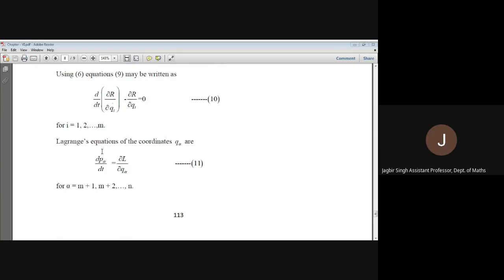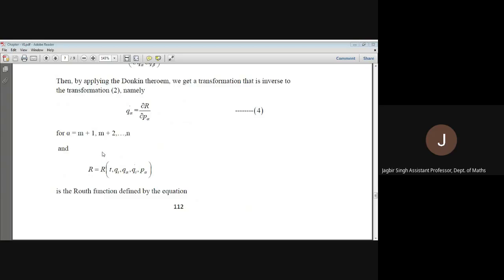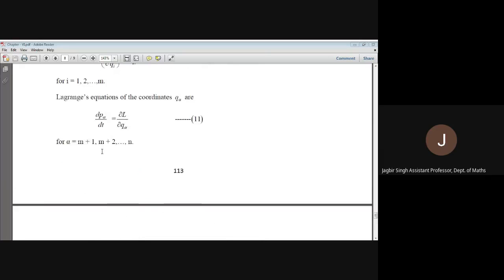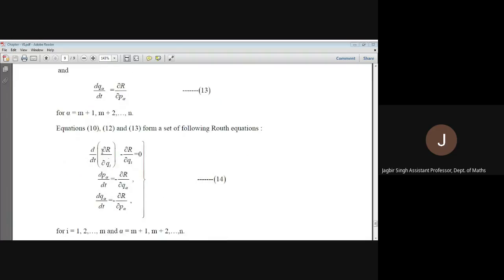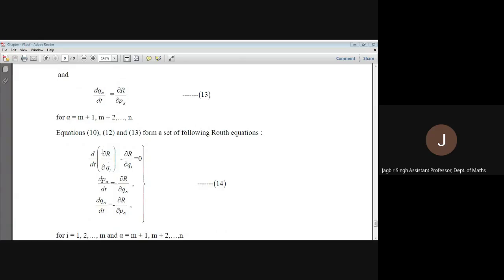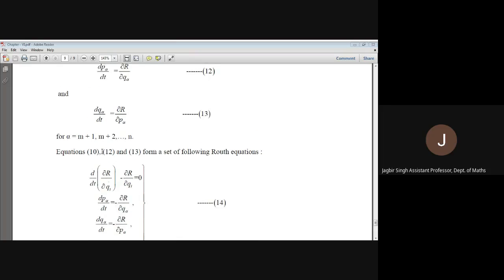This is one, and the last one, dp alpha by dt is equal to curly L by curly q alpha, which is due to the fact that it is obtained in equation number 4: q alpha dot is equal to curly R by curly p alpha. Okay, so now we have these three types of equations. The first one, d by dt of curly R by curly qi dot minus curly R by curly qi is equal to 0. dp alpha by dt is equal to minus curly R by curly q alpha, and dq alpha by dt is equal to curly R by curly p alpha. These are known as the Routh equations.